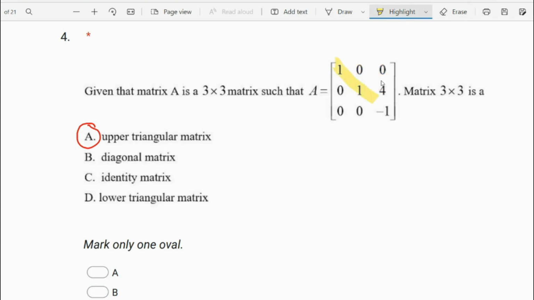matrix adalah bahagian sini saja. So this matrix is not a diagonal matrix because you have an element 4 here. And then the identity matrix has elements 1 and 0 only. Meanwhile for lower triangular matrix is bahagian bawah sini. So bahagian bawah sini ada nilai. So untuk jawapan kita ialah upper triangular matrix.